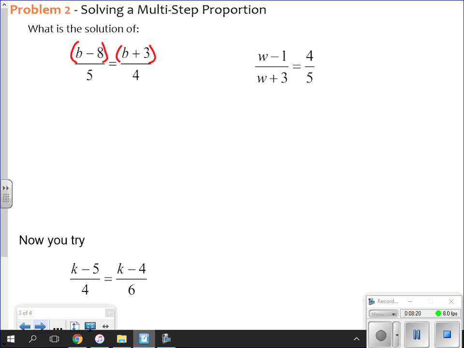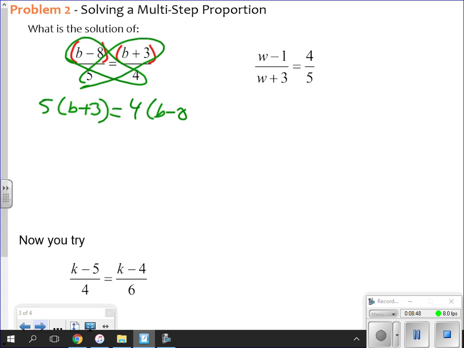Now, I still do the same thing I did before. I still do the cross product. 5 times b plus 3. Okay? Notice what I did. I didn't distribute it, but I have 5 times b plus 3 equals 4 times b minus 8. A little more complicated than we were doing, but really the first step is we got rid of our fractions.